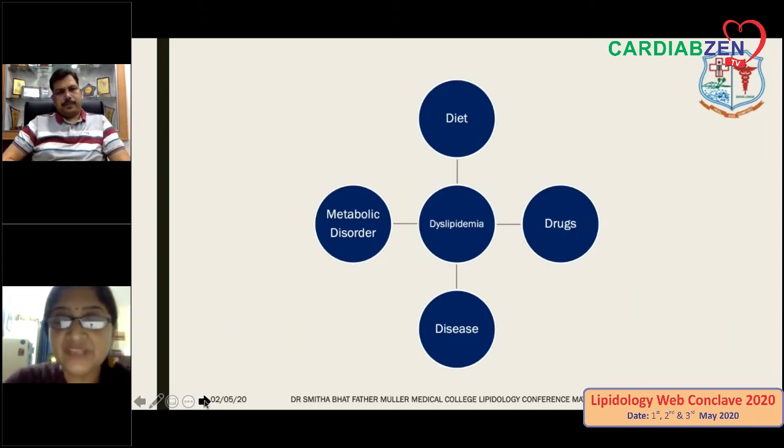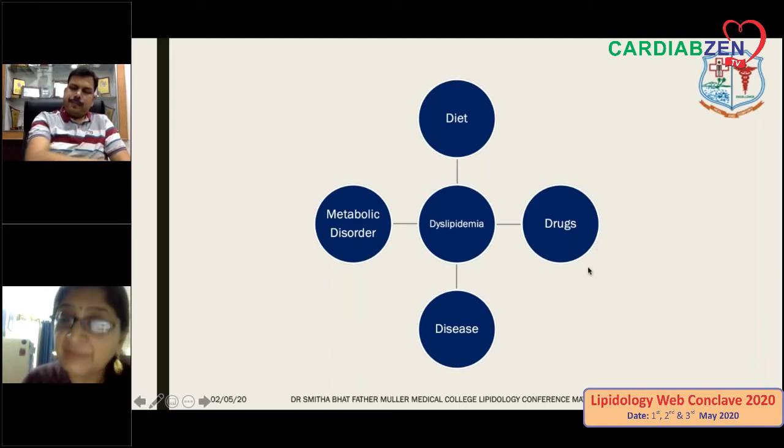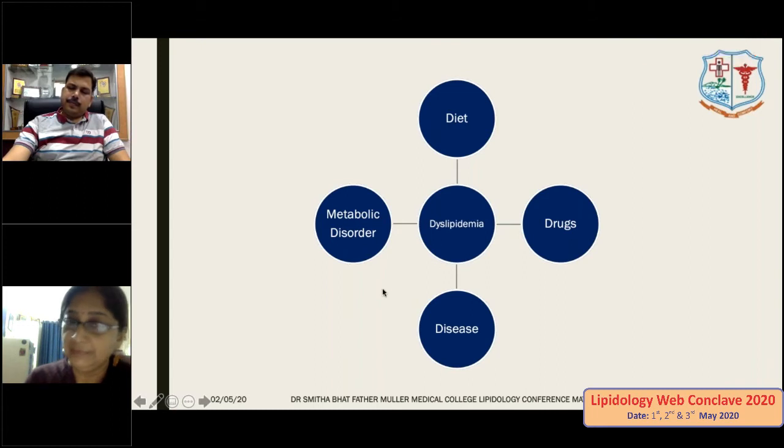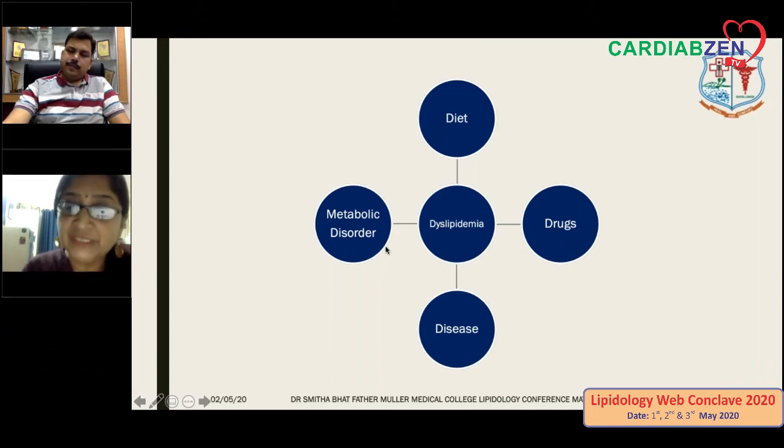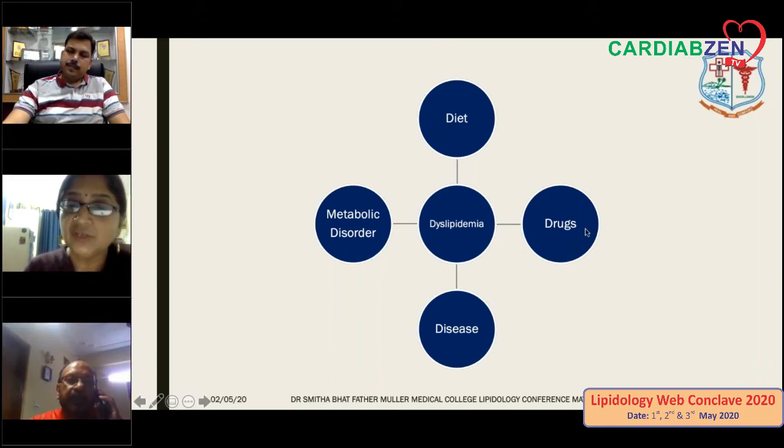Now, look at this. It's very important in considering secondary dyslipidemia to remember the 4 Ds. This is a mnemonic I teach my residents. The first, of course, is diet. That's simple. Very importantly, the drugs that you yourself may be prescribing. Metabolic disorders, which we are familiar with, and other diseases. All 4 of these can contribute to secondary dyslipidemia.